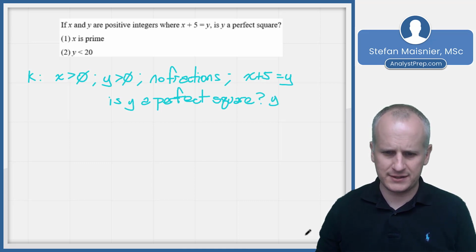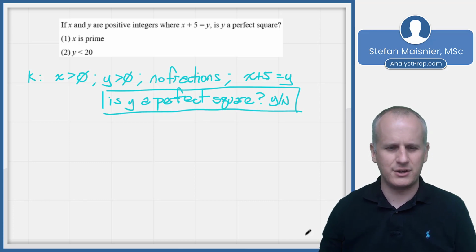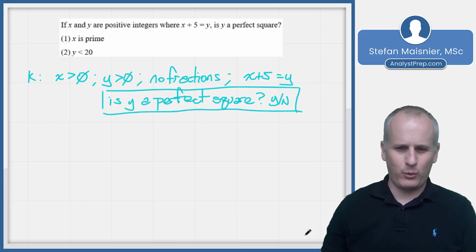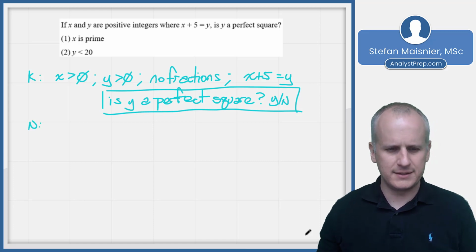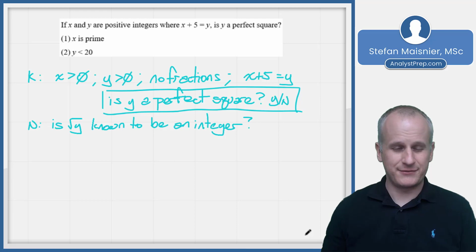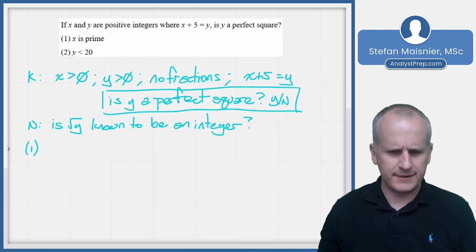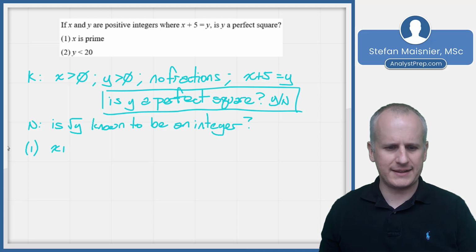And of course, this is a yes-no data sufficiency, so we'll just indicate that with a little y/n and box off our question so we don't lose sight of what we're being asked to solve for. So to determine if Y is a perfect square, what we need is to find out, is the square root of Y known to be an integer? And if that's the case, then Y is a perfect square. So condition 1 tells us that X is prime.